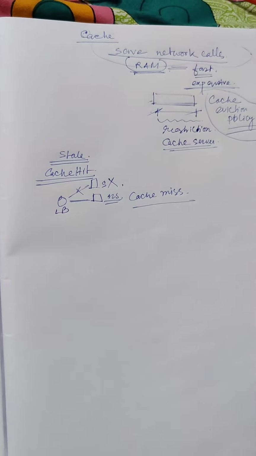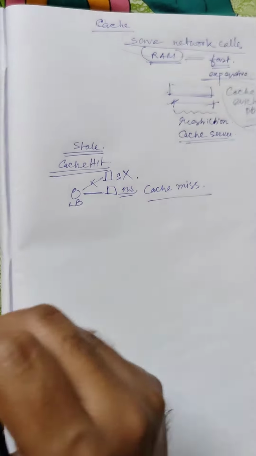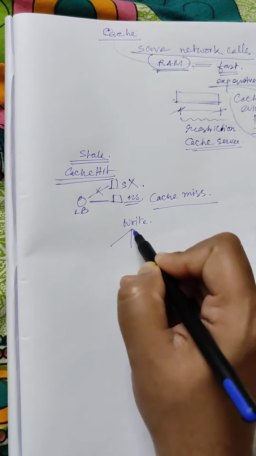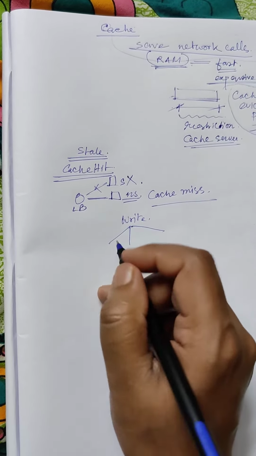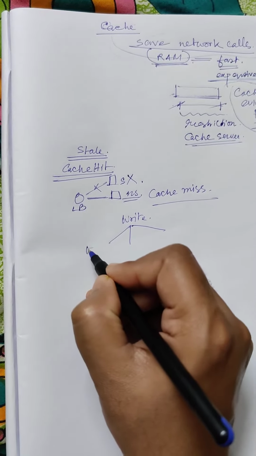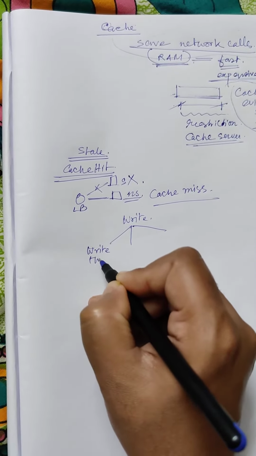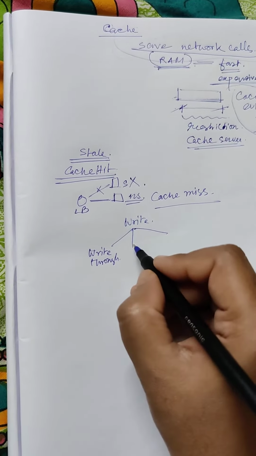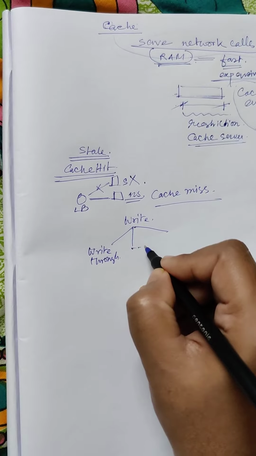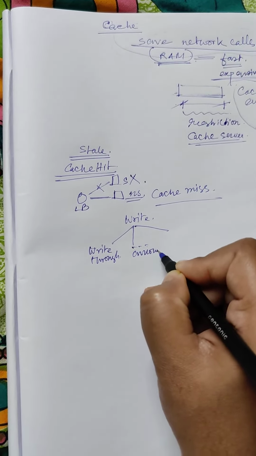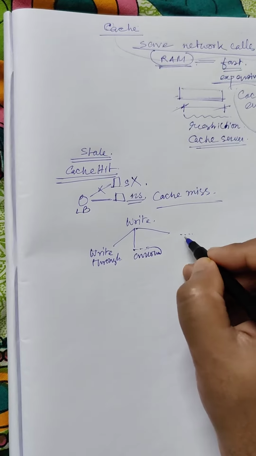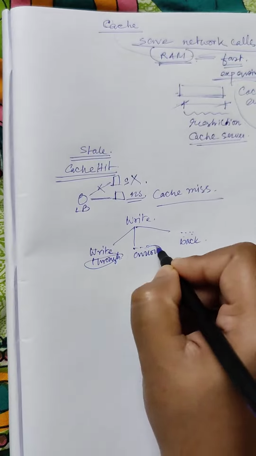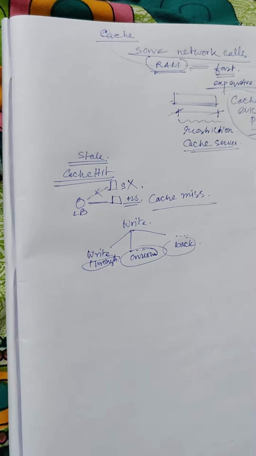Now, how do we update cache data? There are three techniques when we are writing data into our cache. The first technique is write through cache. We will understand what that means. The second technique is write around cache. And the third technique is write back cache, right? So: write through, write around, and write back. There are three different techniques.